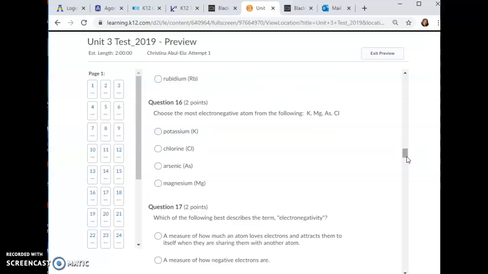Question 16. Choose the most electronegative atom from the following: potassium, magnesium, arsenic, and chlorine. So again, potassium, chlorine, arsenic, magnesium.